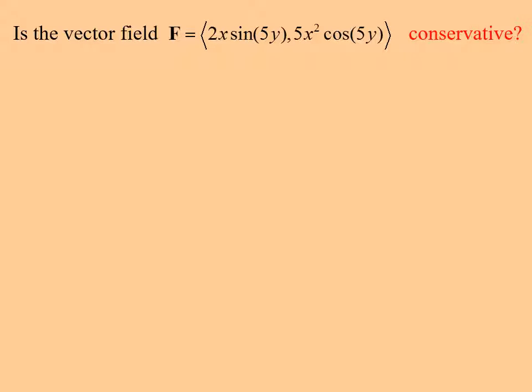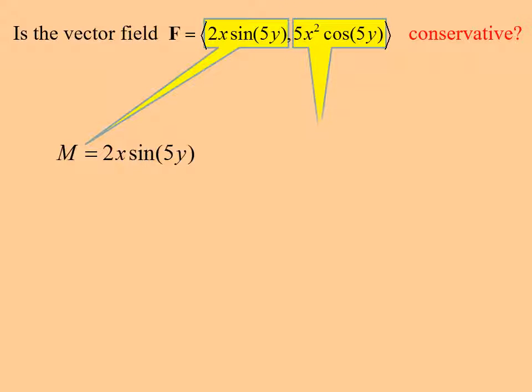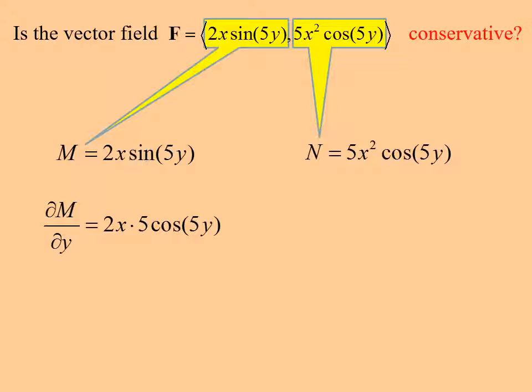So to test this vector field to see if it's conservative, we take the first component and the second component. We take the derivative of the first component with respect to y, and the derivative of the second one with respect to x. If these are equal, then this is conservative.